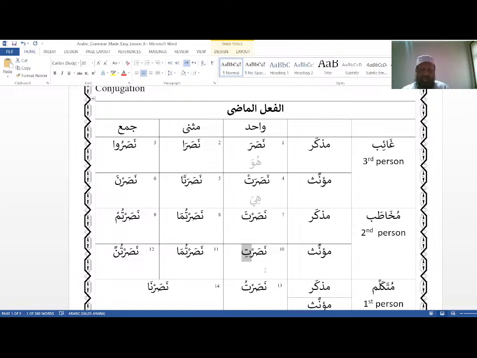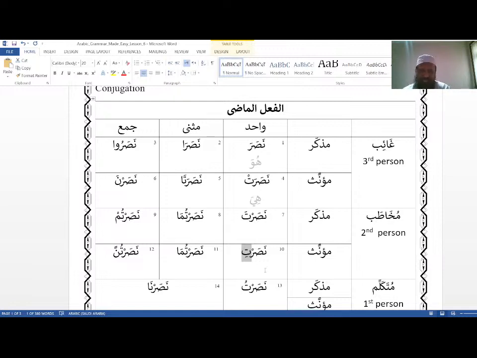Again, let's go through this. Nasara, nasara, nasaru. You have to memorize. Take some time out. Just looking at it, you're not going to remember it. It's 14 forms. Come on, it's not much. Memorize these as much as possible.